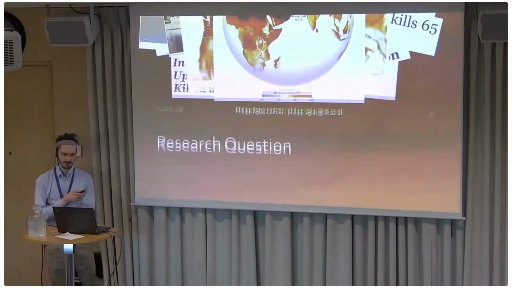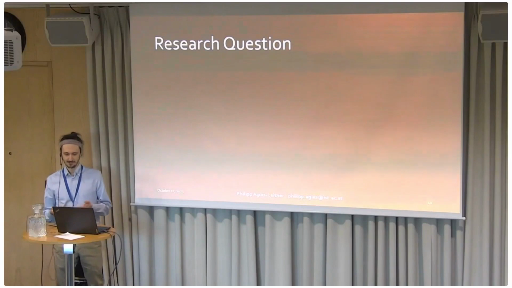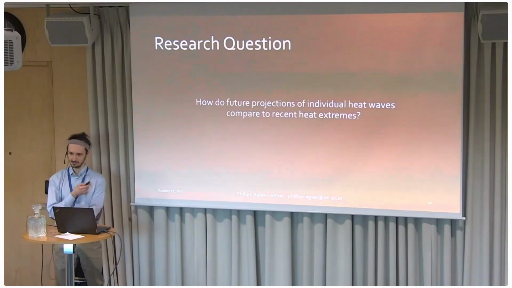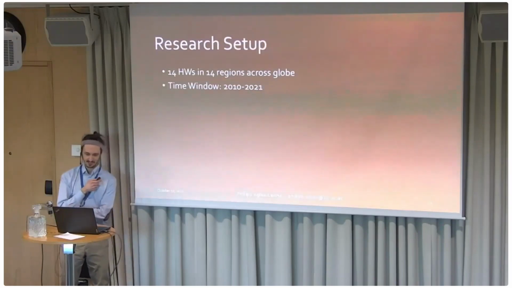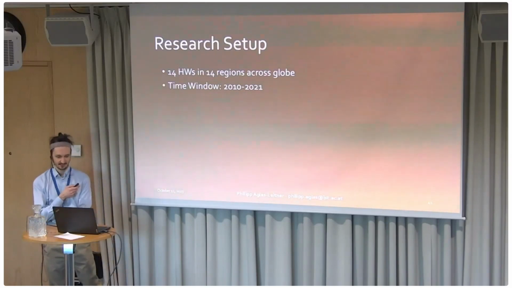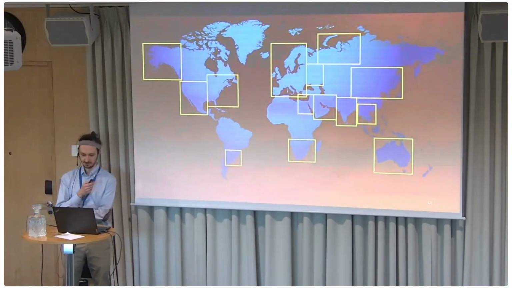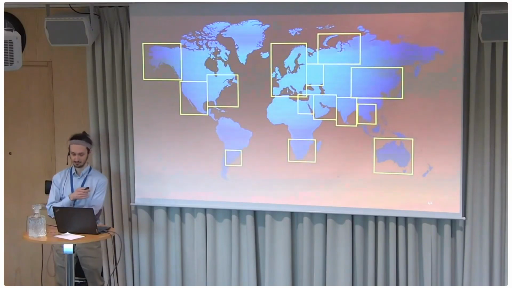As adaptation approaches often use past extreme events as a baseline, the overarching research question of this study is, how do future projections of individual heat waves compare to recent heat extremes? To this end, we selected 14 relatively recent heat waves in 14 different regions across the globe that happened between 2010 and 2021. Here you can see a very rough sketch of our 14 regions of interest. I would like to mention that even though we tried, some geographical overlap was sometimes unavoidable due to the dynamic nature of heat waves.